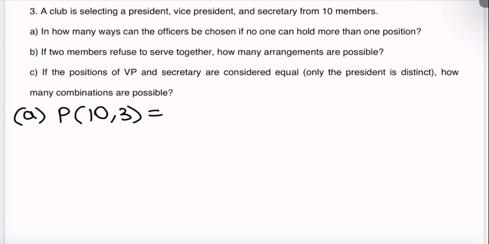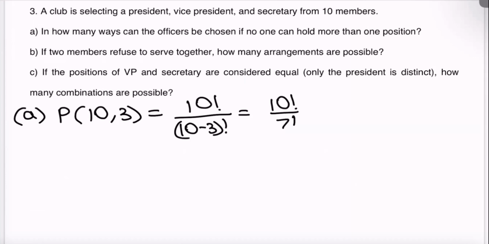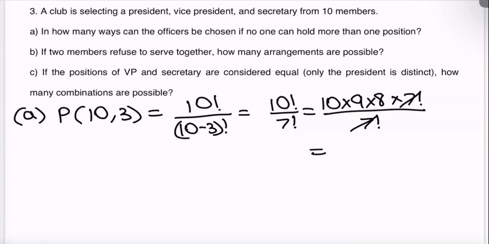So that's going to be equal to 10 factorial over (10 minus 3) factorial, which is going to be 10 factorial over 7 factorial. And a reminder that 10 factorial is just 10 times 9 times 8 times 7 factorial over 7 factorial. So those cancel, and I just get 10 times 9 times 8.